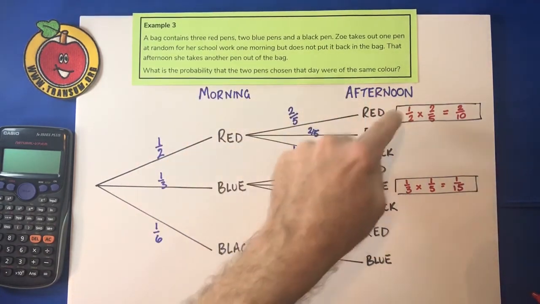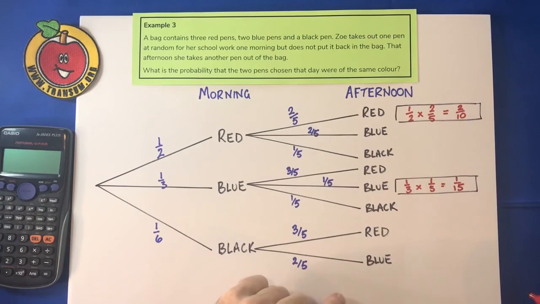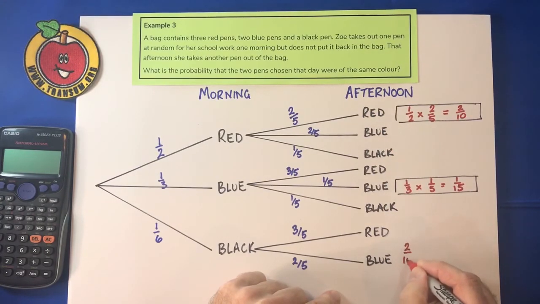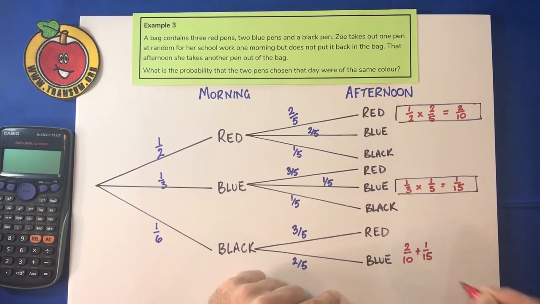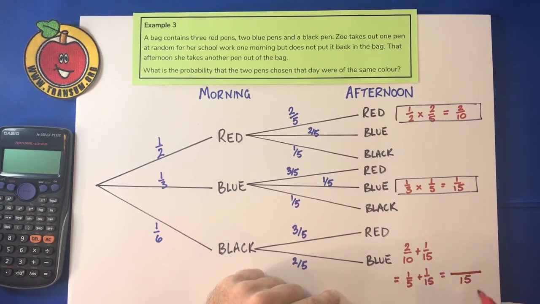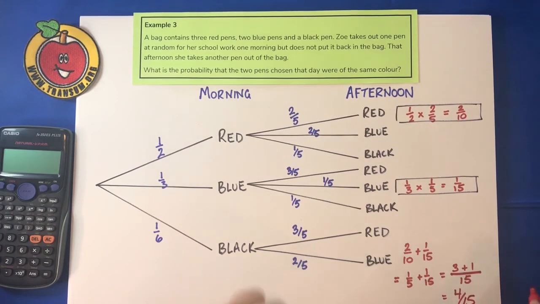So the answer to the question is these 2 probabilities added together. So that'll be 2/10 added on to 1/15. Well, actually, it probably would have been easier to change this into fifths. So 2/10 is the same as 1/5 plus 1/15 equals, the lowest common denominator is 15. So that will be 3 plus 1 is equal to 4/15. That is my final answer.